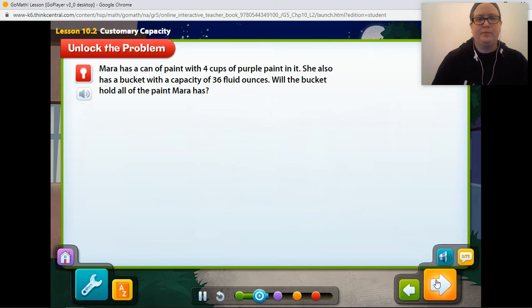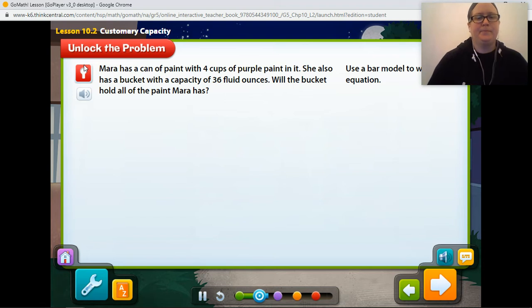Let's help Mara solve a problem about capacity. Mara has a can of paint with 4 cups of purple paint in it. She also has a bucket with a capacity of 36 fluid ounces. Will the bucket hold all of the paint Mara has? Let's unlock the problem.